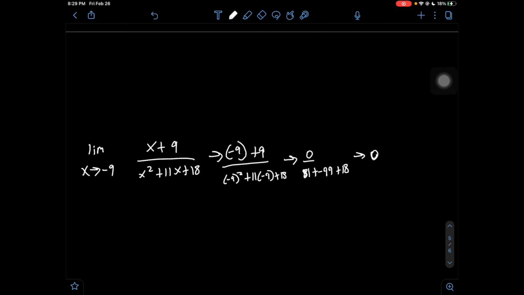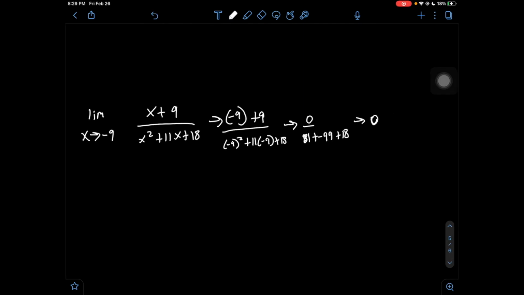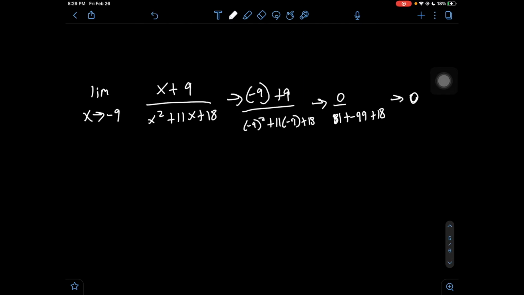Well, now what we're going to do is factor and see if we can eliminate any terms, and then we'll go ahead and see what to do. So we know that we can't really factor our numerator, so we're going to leave it the same. Now let's factor our denominator. The denominator factors out to x plus 9 times x plus 2.